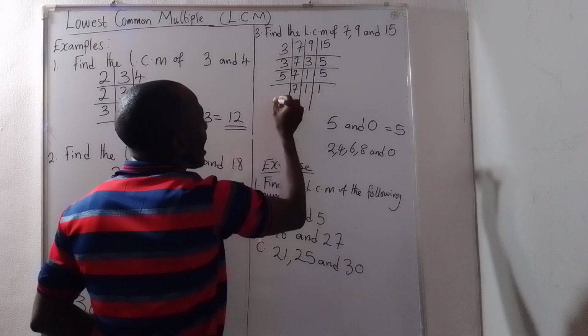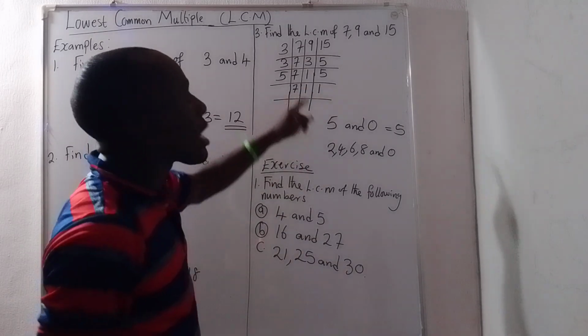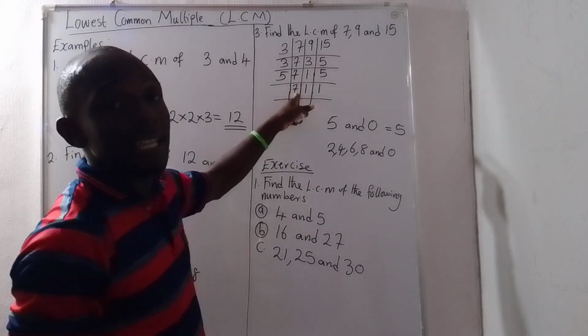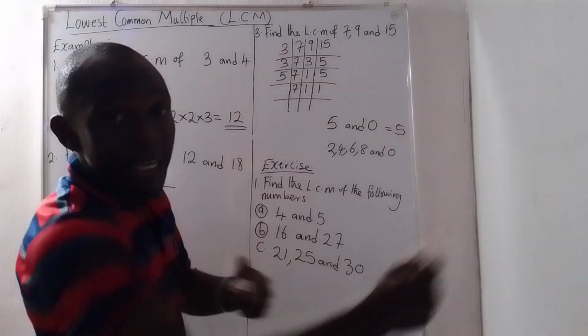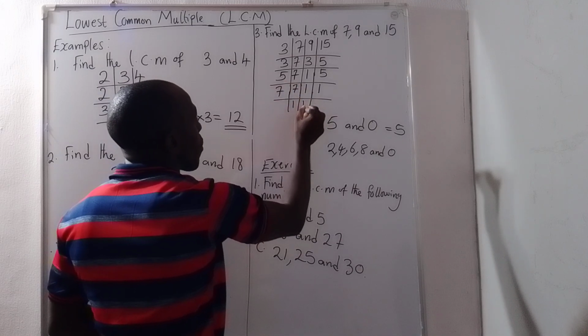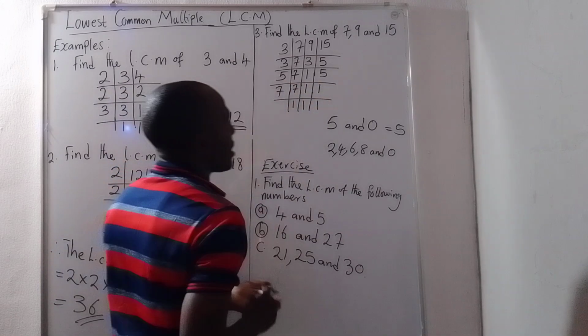So let's extend our line. 7 cannot be divided by 5, so we go to the next serial number, 6. 6 cannot divide 7. The next number is 7. We use 7. 7 divided by 7 is 1. Bring down 1 here, bring down 1 here.